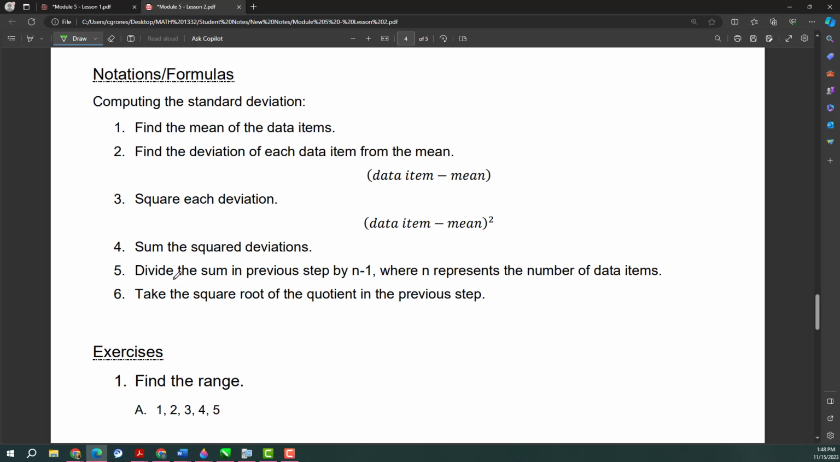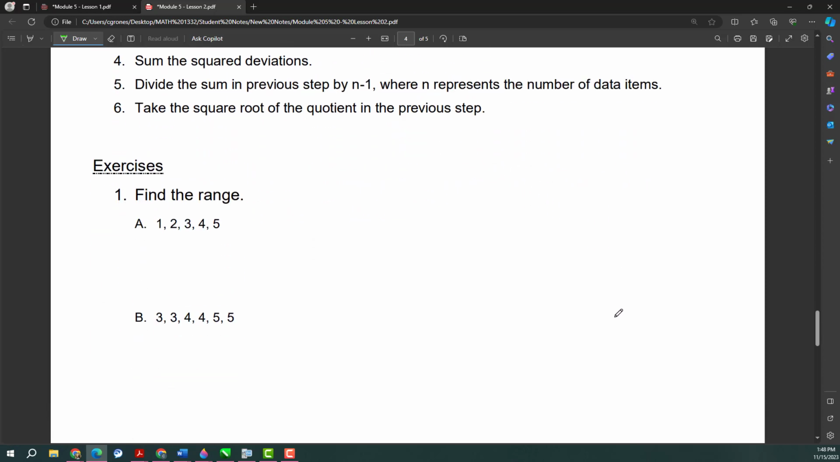Number 5, you will divide the sum from step 4 by n minus 1, and n represents the number of data items. And then last, you will take the square root of that answer from step 5, and that is your standard deviation. So let's look at our exercises. The first exercise is to find the range. So remember, our range equals the highest minus the lowest.